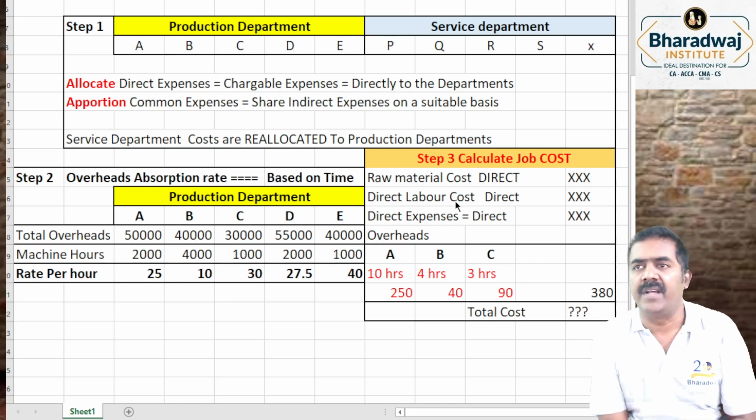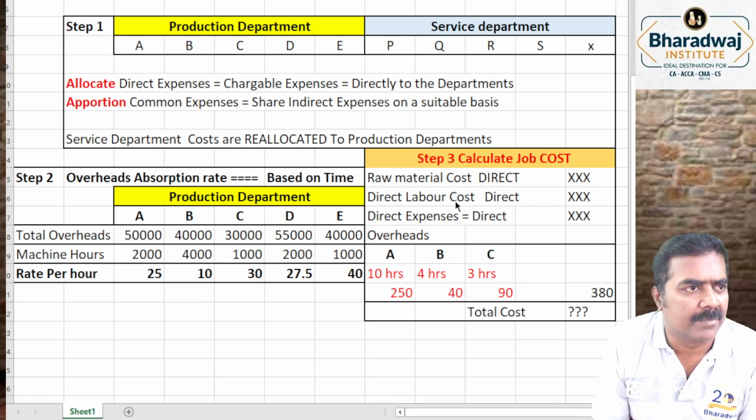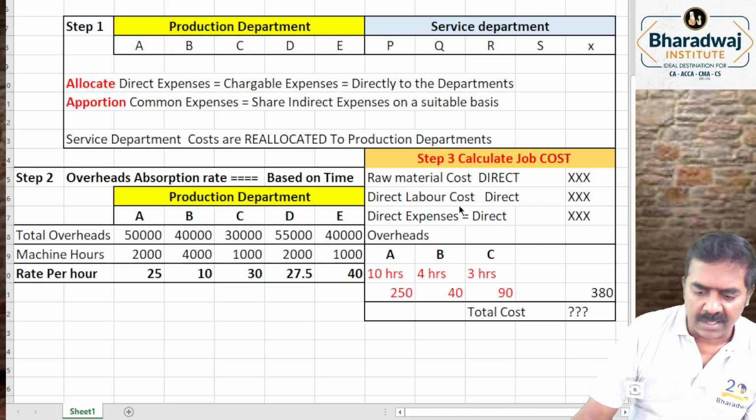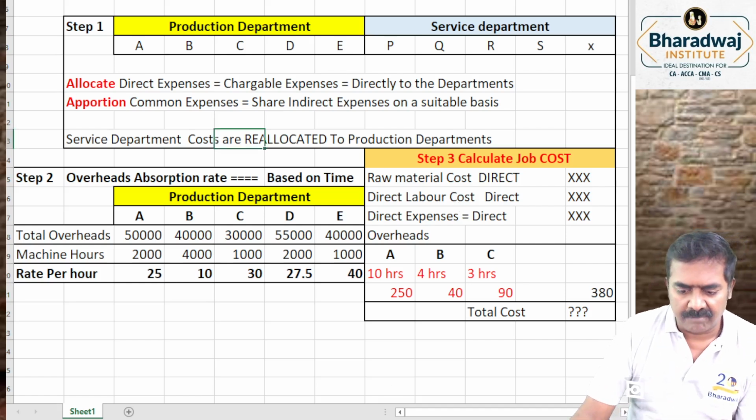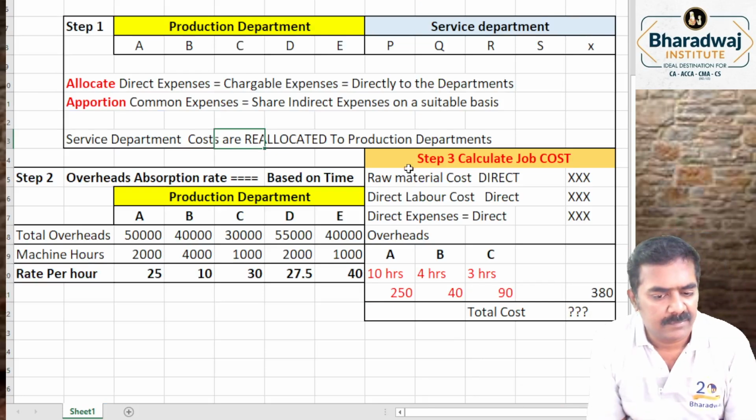Why not departments D and E? We have not done work for that customer in departments D and E. Is this the ABC method or the traditional method? Traditional method. This is the traditional method of charging overheads. Take up this, then we'll proceed.